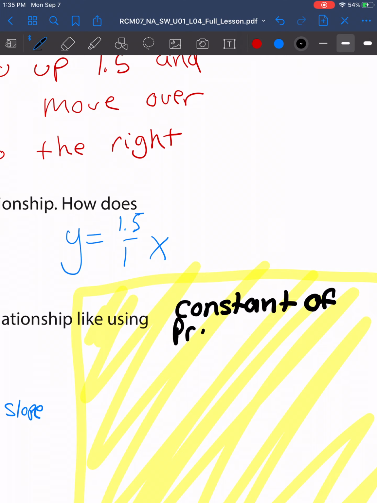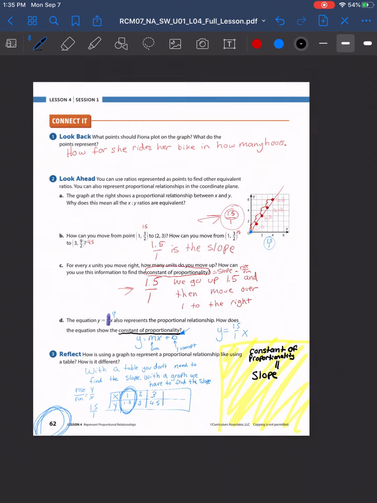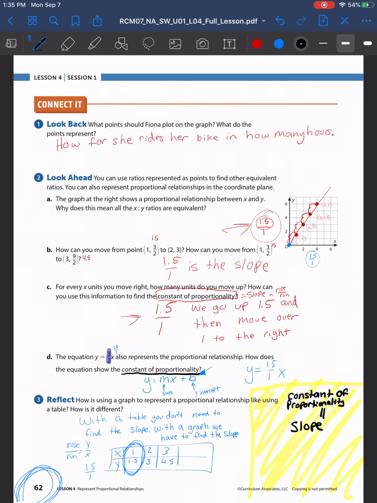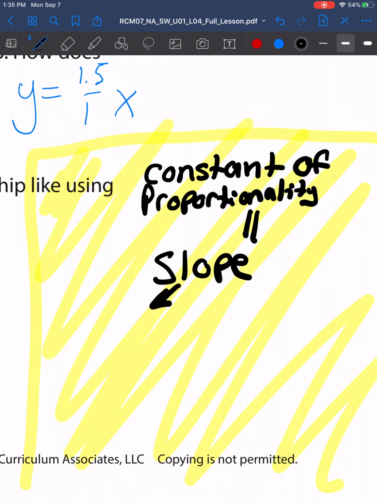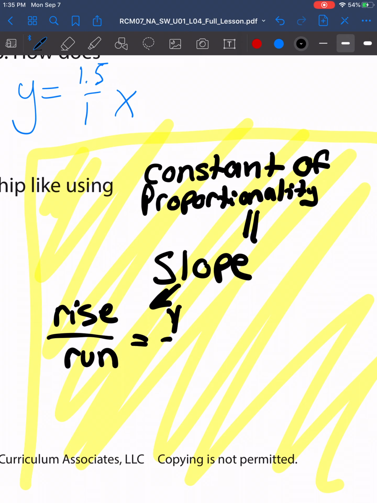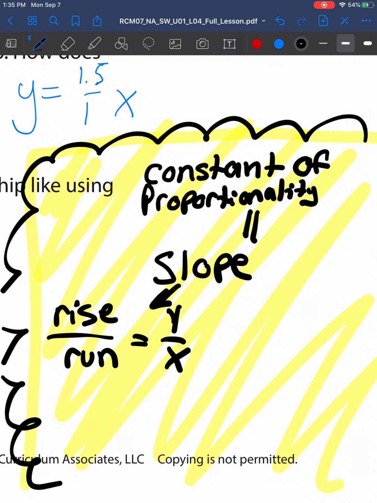Constant of proportionality is the same thing as slope. Okay? It just means how much did it go up, go over, go up, go over, go up, go over. Constant of proportionality is slope. Slope is rise over run, which is the same thing as y over x. Okay? So if you were to take the coordinates, you'd put the y's over the x's. That's what I want you to get the big idea out of this lesson. Constant of proportionality is the same thing as slope.